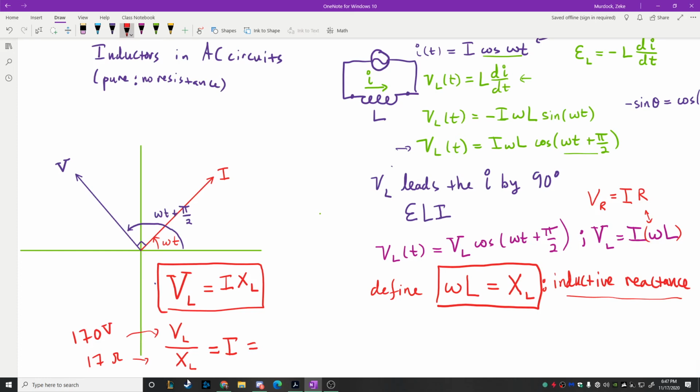So, inductors are these complicated objects, right? They're these very complicated objects. They do these things where they kind of inhibit the spikes in current. They can store energy in their magnetic fields. They're these coils of wire, right?